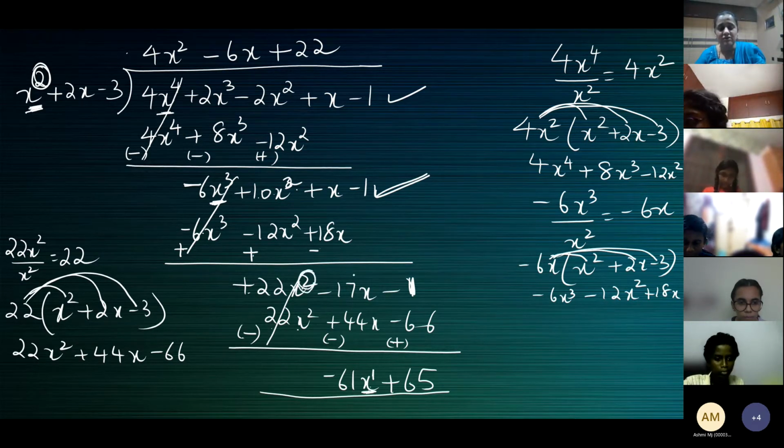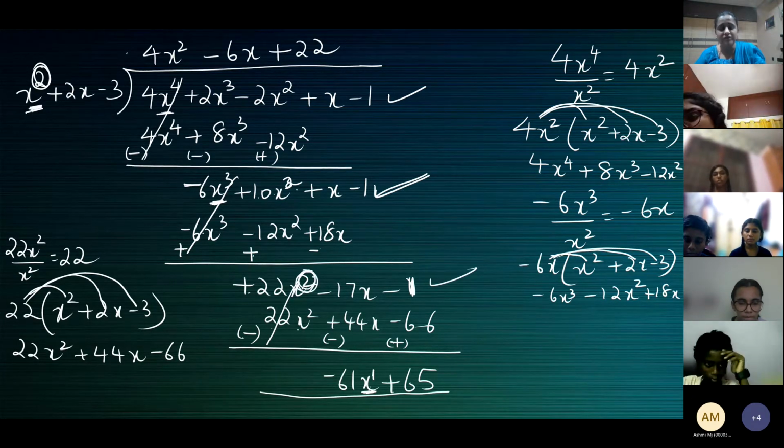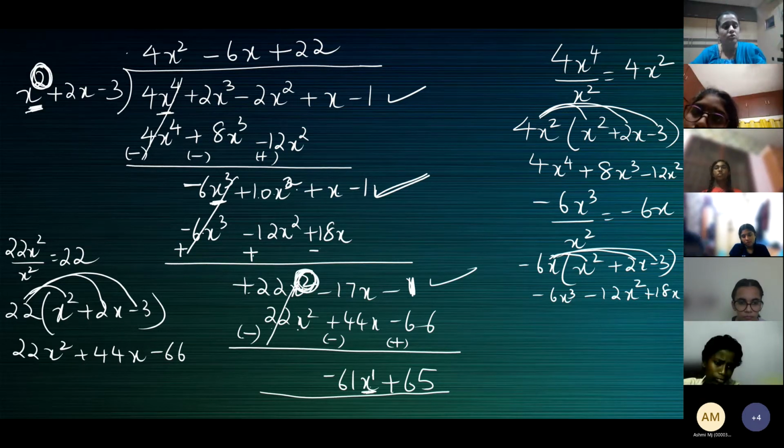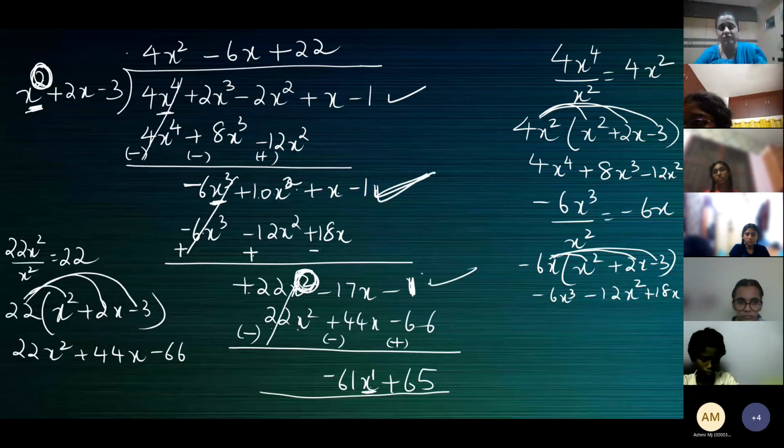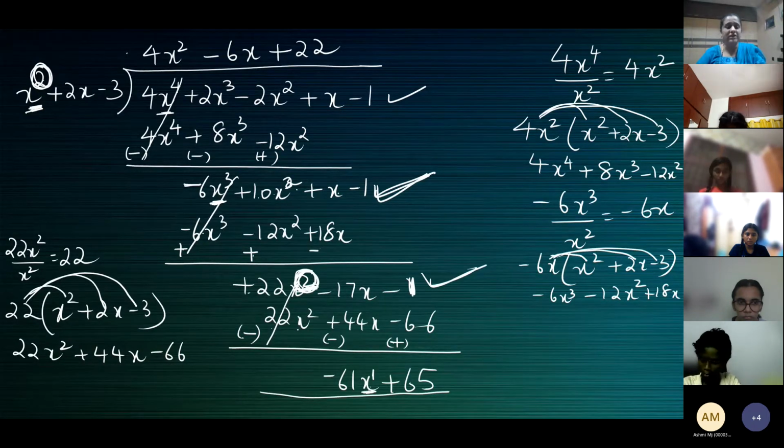Now here the remainder at this stage, the new dividend, has degree 2. The degree of the divisor is also 2. When the degree of the dividend is equal to the degree of the divisor, you should continue the division. These remainders are the new dividends.